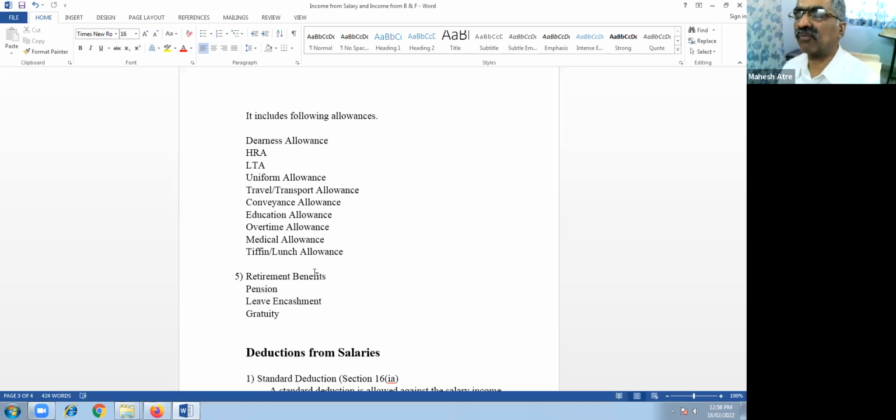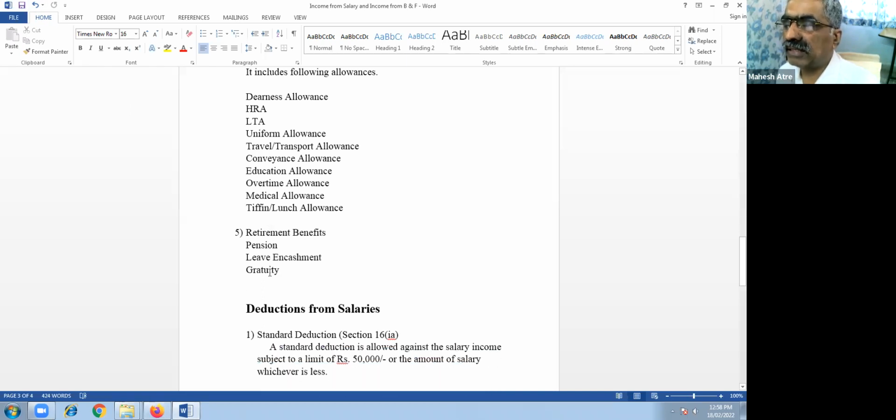In a few cases, such as a factory, lunch is provided at a concessional rate, or a tiffin is provided to the employee, which we call tiffin allowance or lunch allowance. Please try to understand, allowance is a part of salary. Salary includes allowances. There are many allowances, such as special allowance or training allowance given to the employee, so you have to keep that in mind.